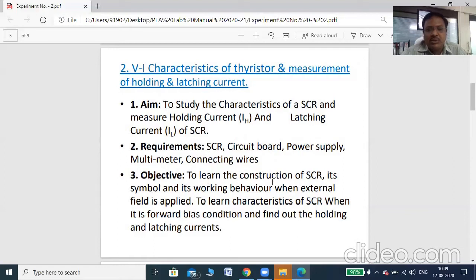The objective is to learn the construction of SCR, its symbol, and its working behavior when voltage is applied, and to learn the characteristics of SCR in the forward direction. Normally, we do not plot any characteristics in reverse bias condition, because your SCR may be damaged if you increase the voltage beyond the reverse breakdown voltage. And find out the holding and latching current.